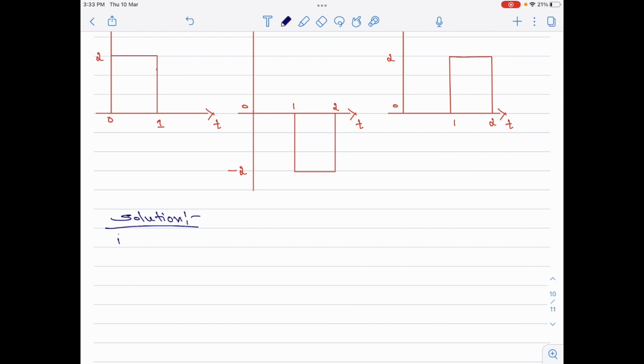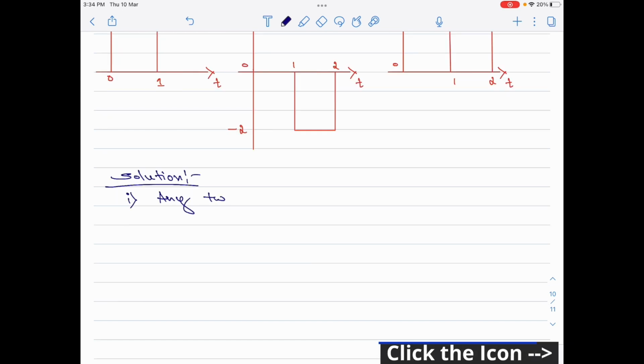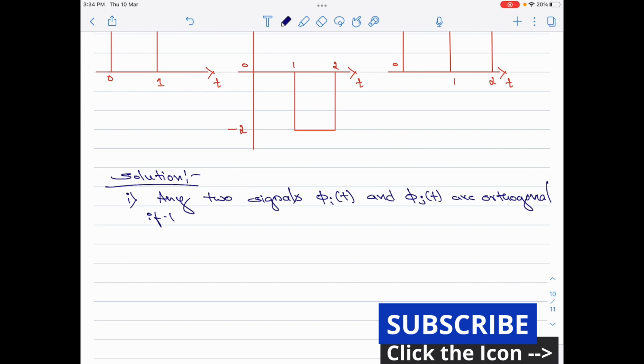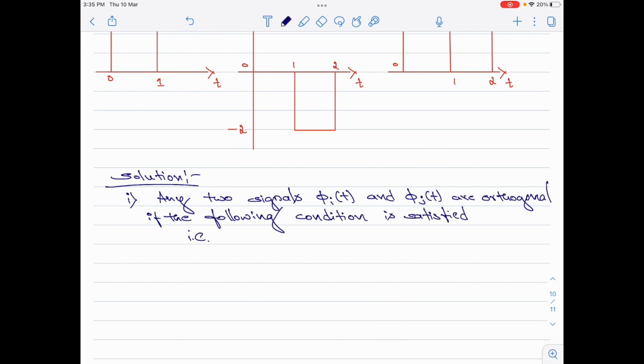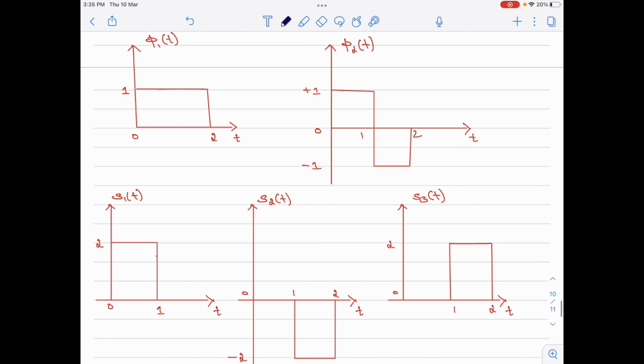I am going to start with part 1 of the question here, that is to verify if the given signals phi1 of t and phi2 of t are orthogonal. We know that any two signals phi i of t and phi j of t are orthogonal if the condition integral 0 to capital T phi i of t into phi j of t dt equals 0. I will write down that condition here. Let us call it equation 1. Now, for our given signals, let us apply this equation and try to verify whether this results in a 0.